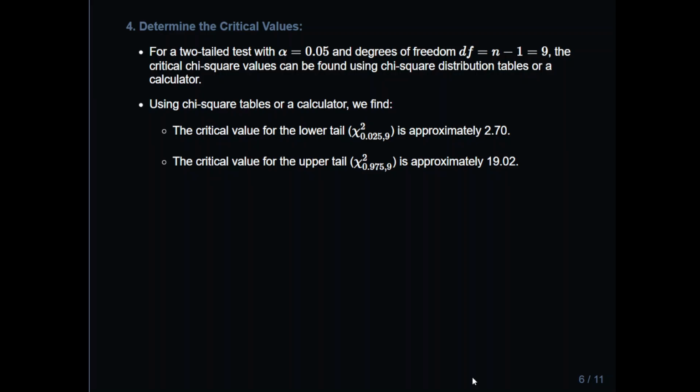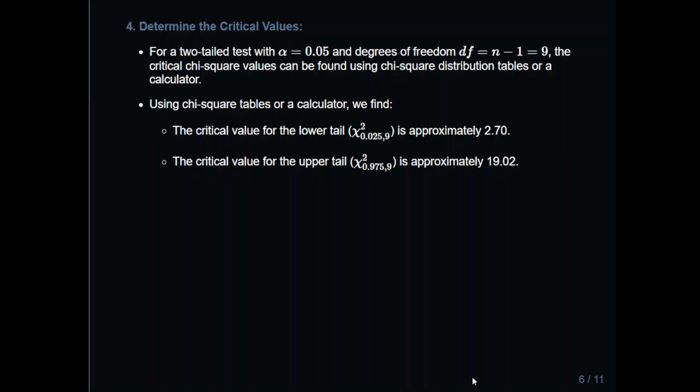Now, I will not get into how to calculate the chi-squared critical values here. Probably you've seen this stuff before. You might have seen the chi-square goodness of fit test. So that's how we would calculate this as well, but I won't get into how to calculate the critical values in this case. Using chi-square tables or a calculator, we find the following.